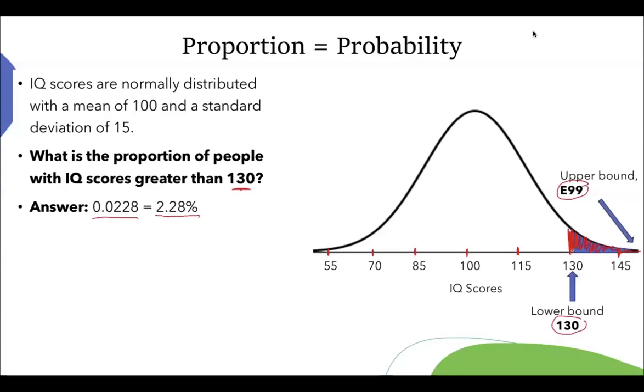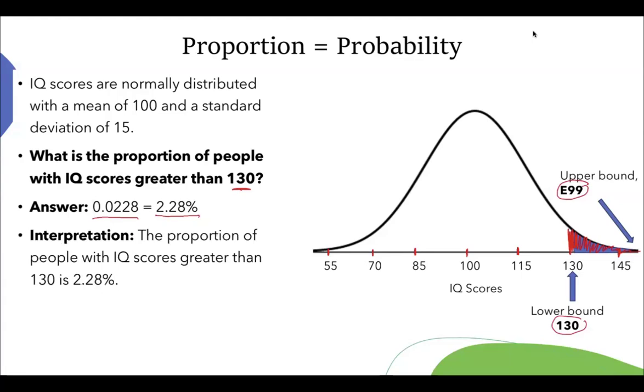Okay, let's interpret this probability or this proportion. The proportion of people with IQ scores greater than 130 is 2.28%, okay? Which is the same thing as saying the probability of randomly selecting a person with an IQ score greater than 130 is 2.28%. They mean the same thing.